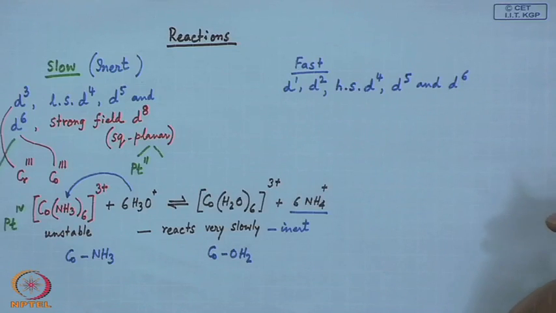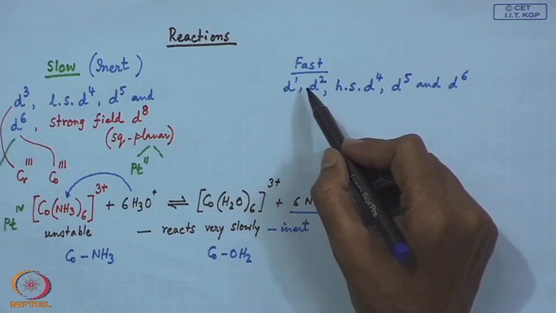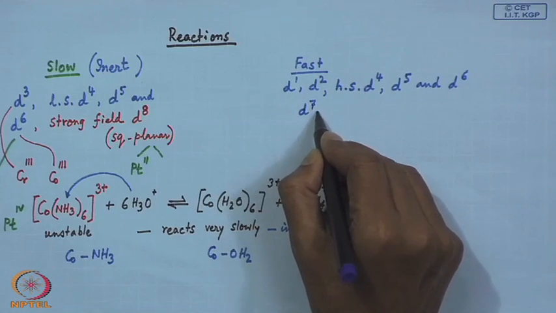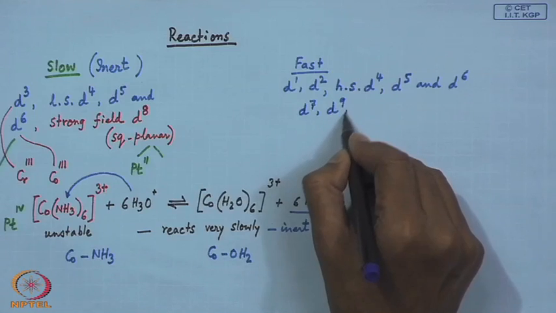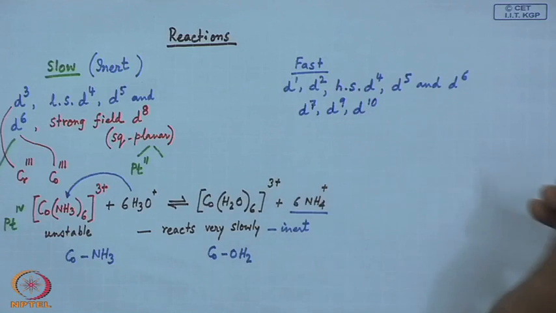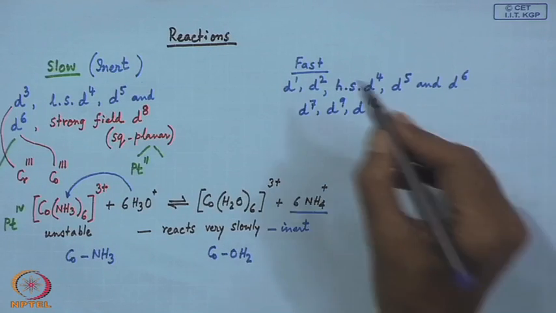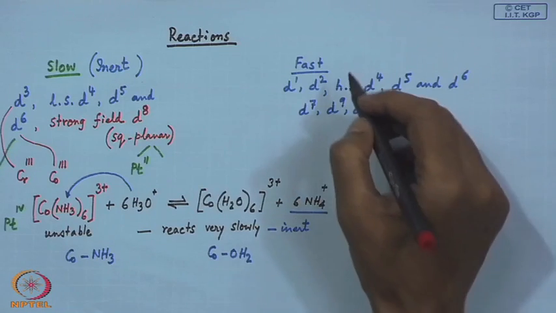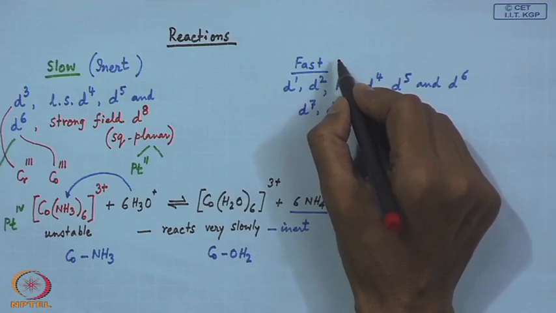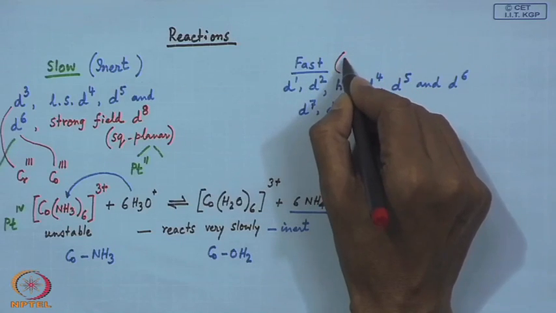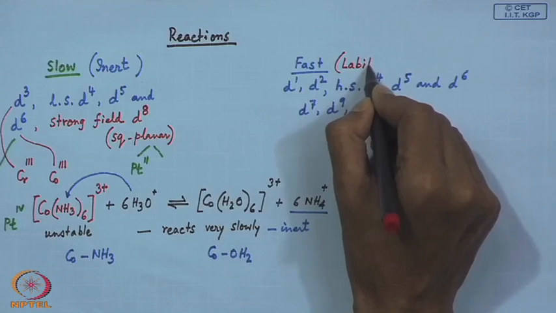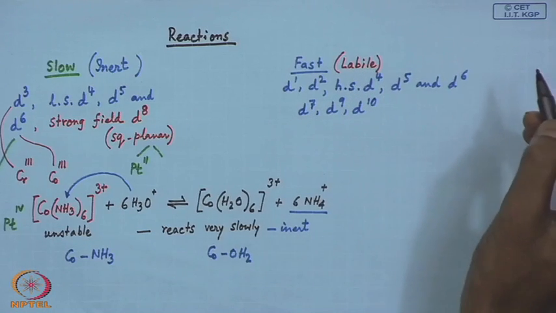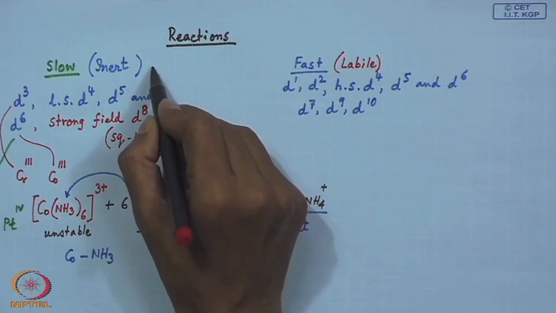and d6, can give rise to fast reactions, as well as d7, d9 and d10, which is zinc 2 plus. In this case, where we have these metal ions, the metal ion configurations tell us that the reaction would be fast, that means the corresponding complexes are labile in character. So, these are two extreme ranges we can have.